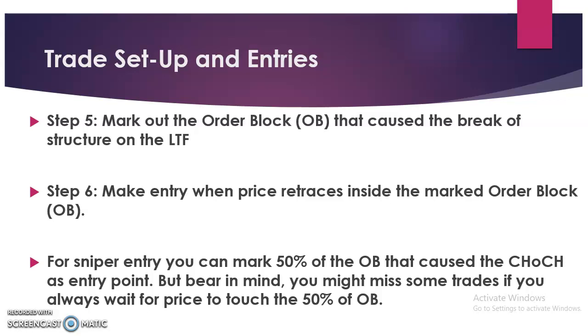So what is the next step? The next step, which is step 5, is that you have to mark out the order block that caused the break of structure on that lower time frame. Price will certainly come back to pick up your order. So when price comes back into that order block, that is when you are going to make your entry. You can make your entry at the proximal line, or you can make it at the 50% of that order block. The choice is yours.